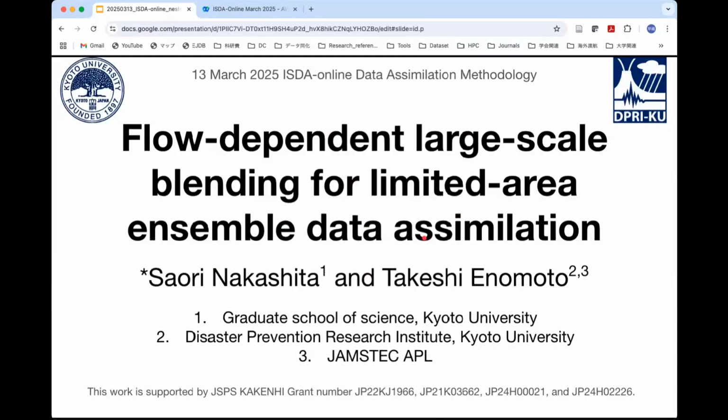So I'm Saori Nakashita, PhD candidate in the Graduate School of Science, Kyoto University. I'm going to talk about flow-dependent large-scale blending for limited area ensemble data assimilation. This work has been done with my supervisor, Professor Takeshi Enomoto.